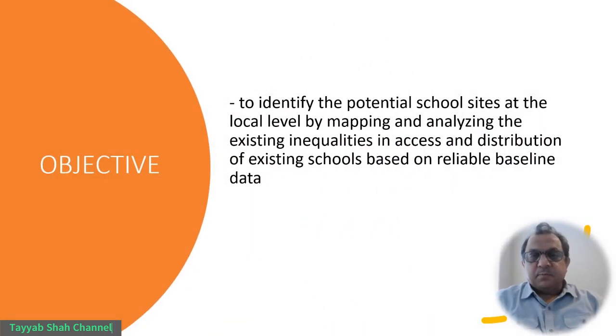So the primary purpose of this research was to identify potential school sites at the local level by mapping and analyzing the existing inequalities in access and distribution of existing schools based on reliable baseline data. I'm going to show you how we collect that reliable baseline data.